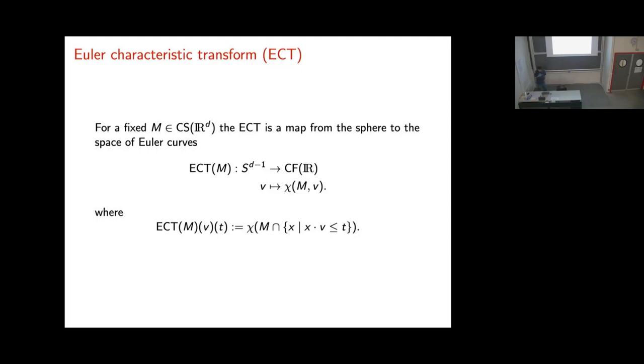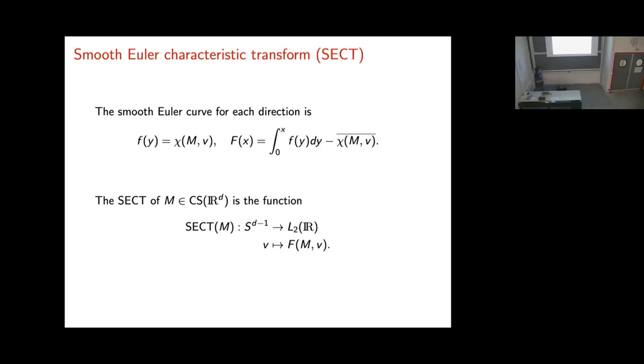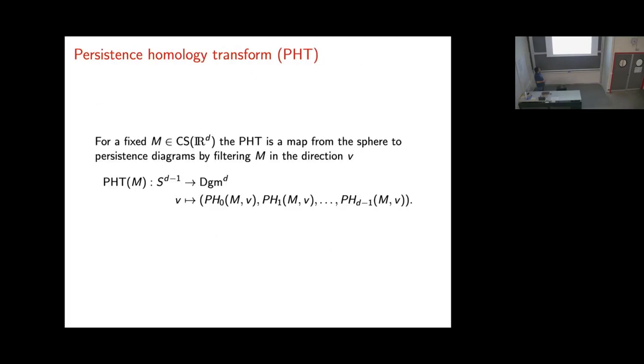Okay. So more formally, I take a shape M. It's in this nice constructible set. The Euler characteristic transform is a map from the sphere to the space of Euler curves. Another way of saying it: this is your object M. You're going in a direction V. You go up to height T. And you compute the Euler characteristic of M intersected with the sublevel set in that direction, going up to point T. This is the same thing we just integrated, zero-mean, so it becomes functions in L2.